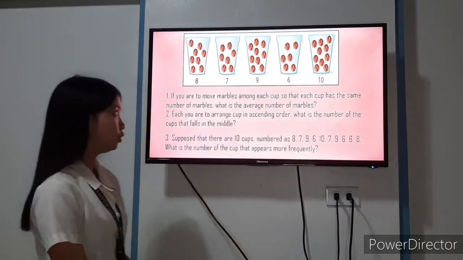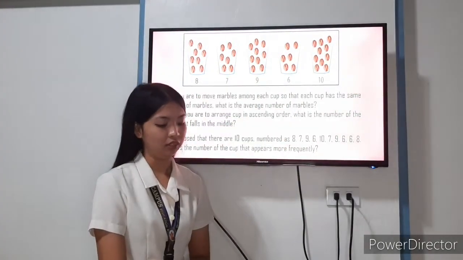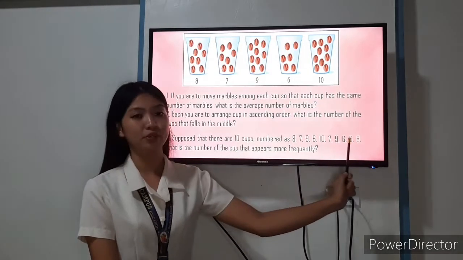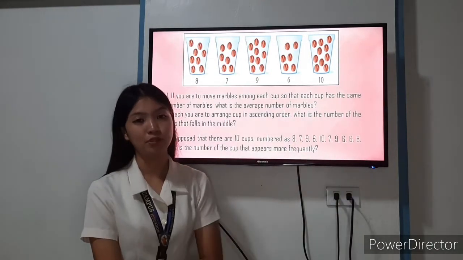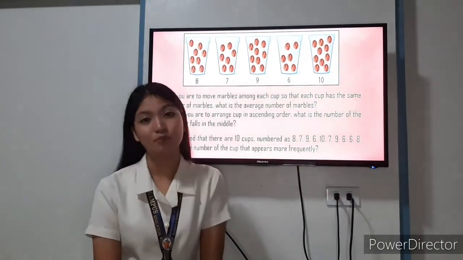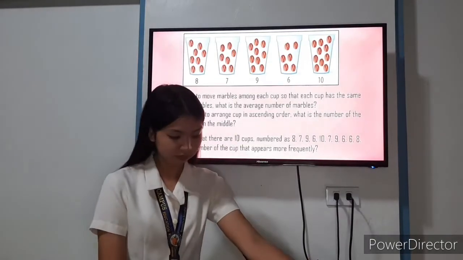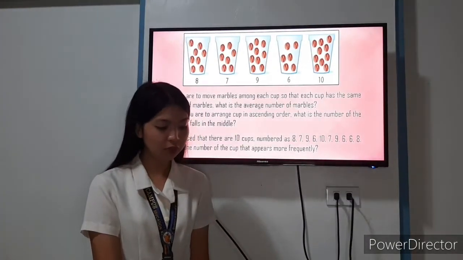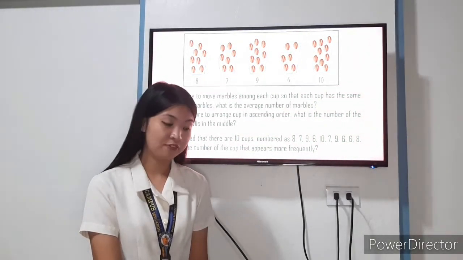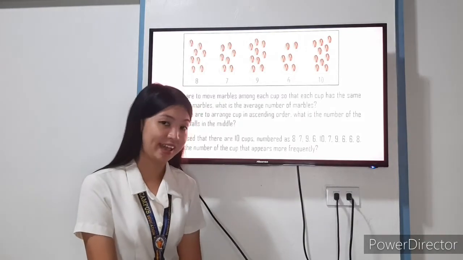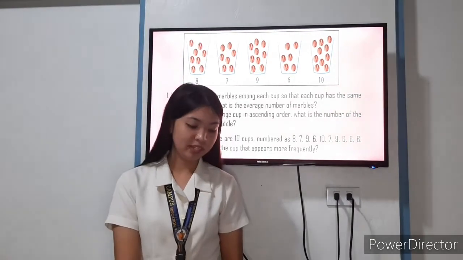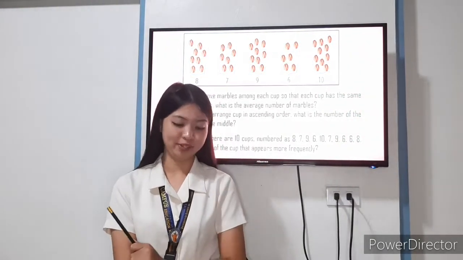And the last one, you're not pertaining to this picture anymore. Imagine this is the cup, and these numbers are the quantity of marbles inside the cup. So, what is the number of marbles that appears often? I will give you 5 minutes for each question. So, I'm expecting that after 15 minutes, you already accomplished the task. And after 15 minutes, please remember that you're going to present your answer on the board.